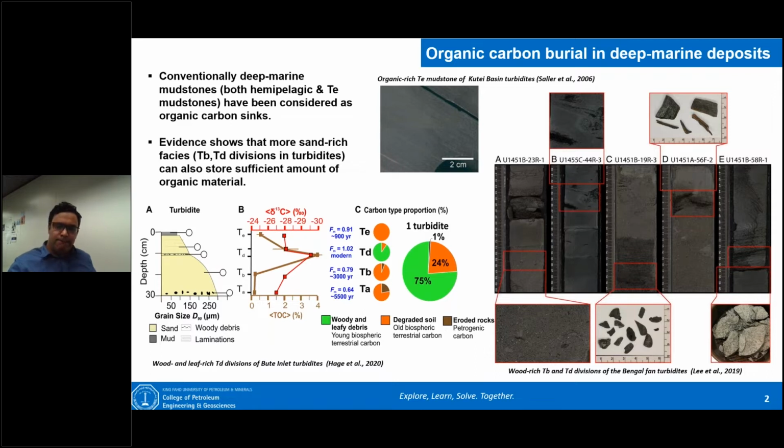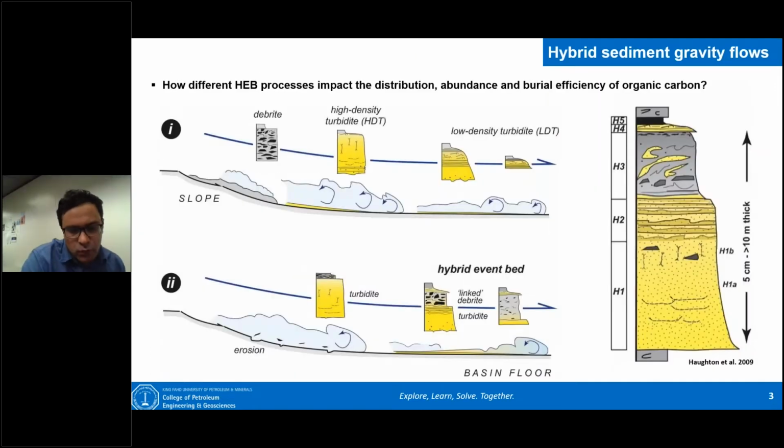How these hybrid flows work is that a sand-bearing flow acquires a lot of mud and mud clasts, and this forces distal flow transformation, resulting in the deposition of these complex deposits that we call hybrid event beds. On the right, we can see this idealized hybrid event bed model produced by Houghton et al., where we have five parts to it.